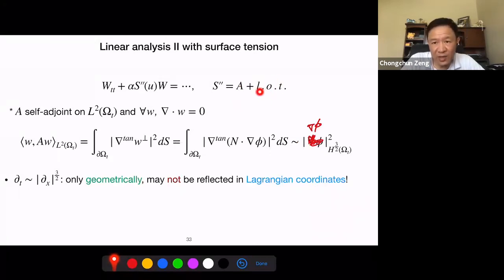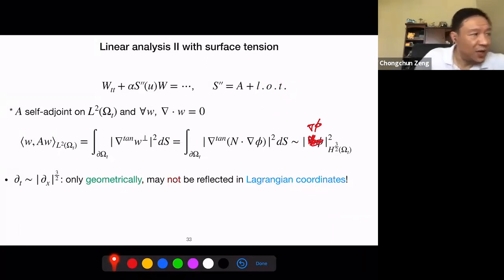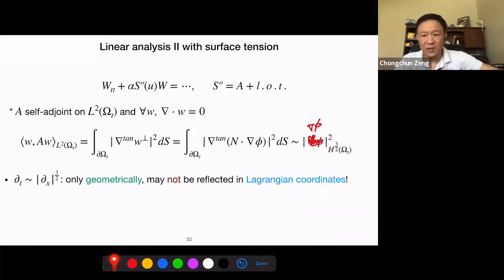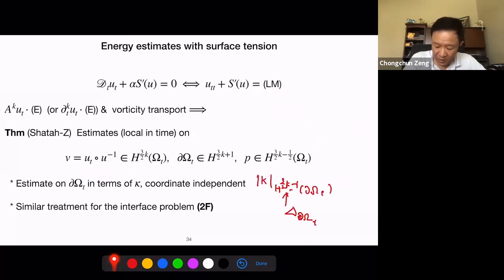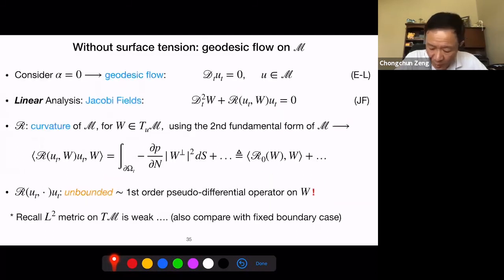Anything lower than 3½ derivative is lower order, but the second order derivative is not. However, those second order derivatives appear in a self-adjoint way, so they can be incorporated into the leading part of the energy and handled without much problem. But without surface tension, the situation is a bit different.